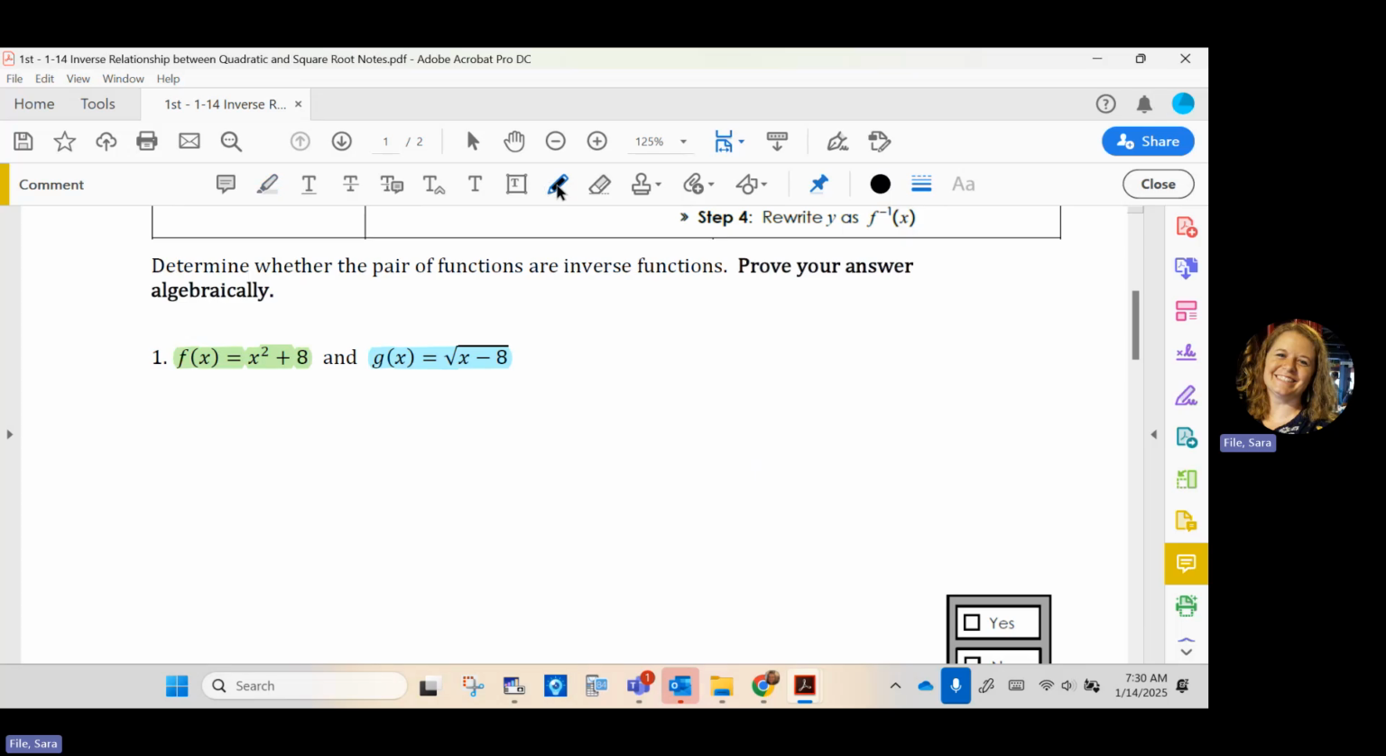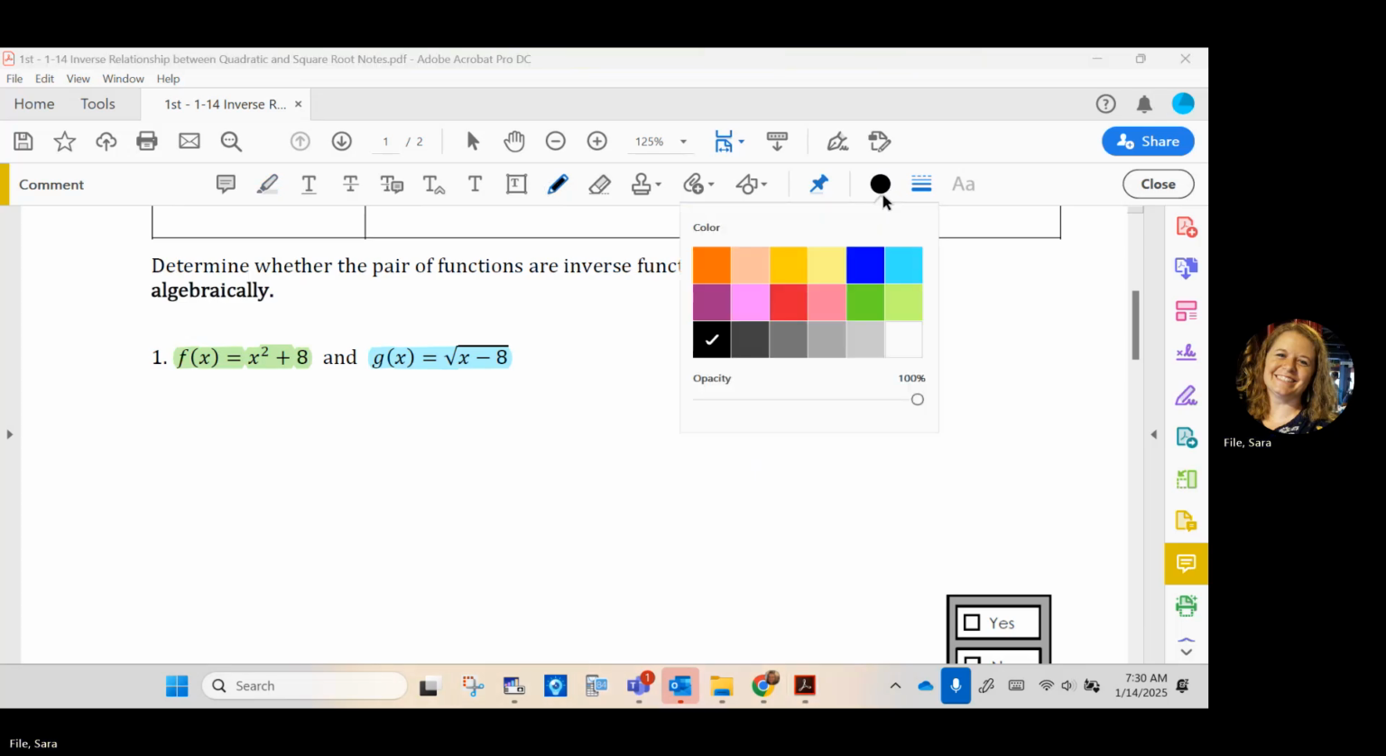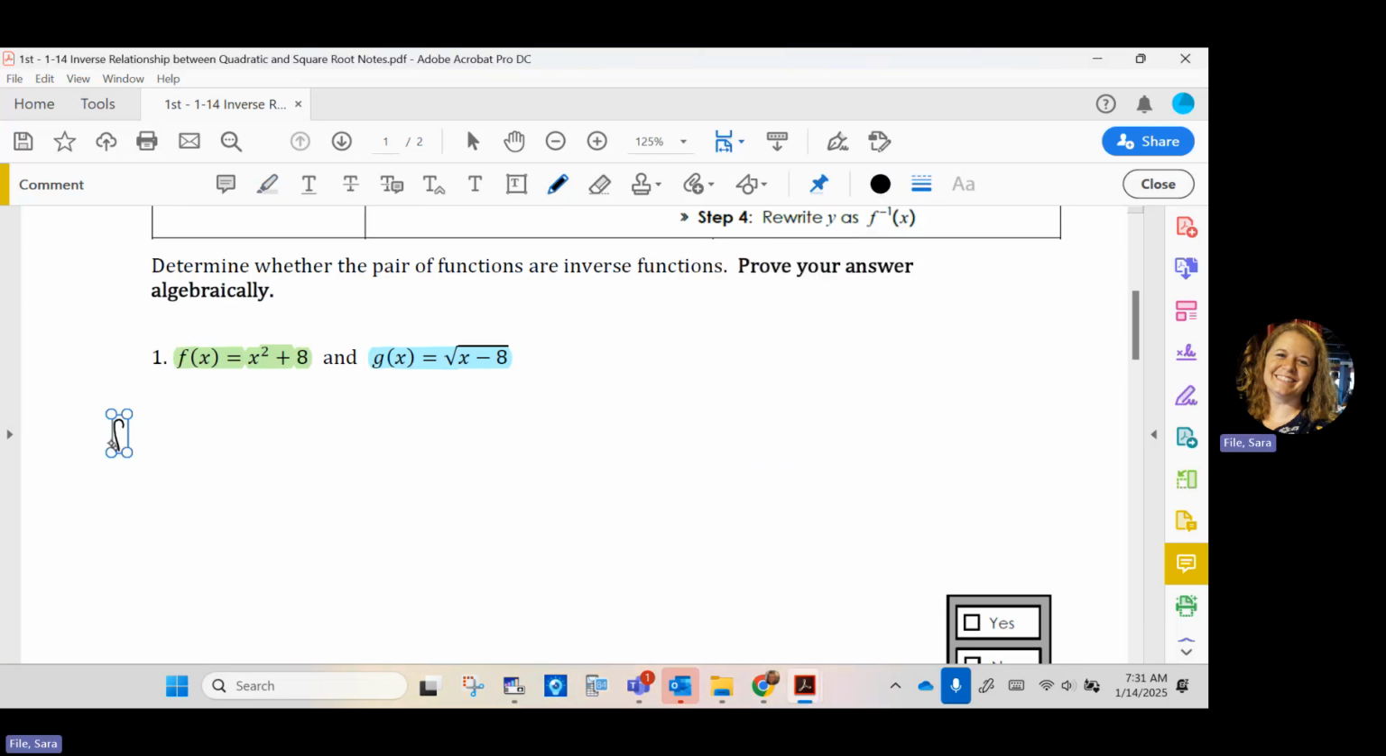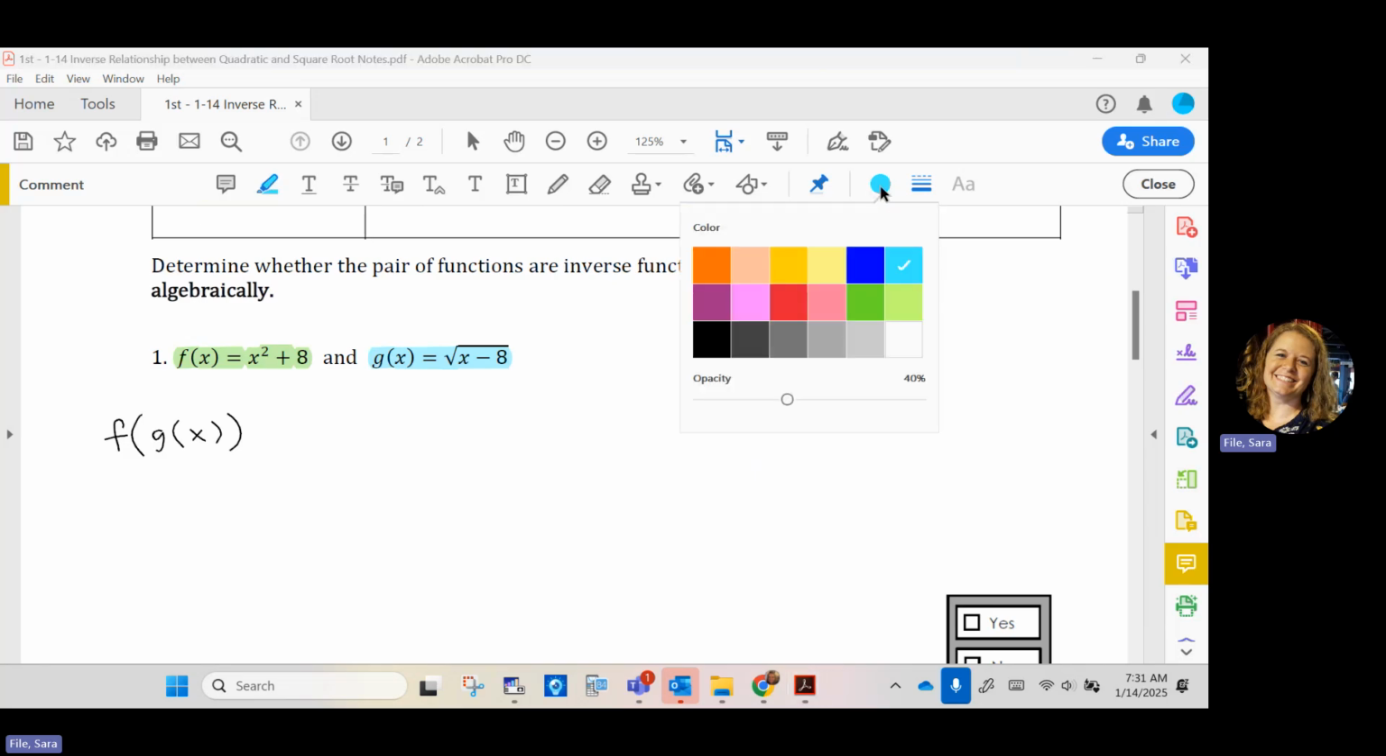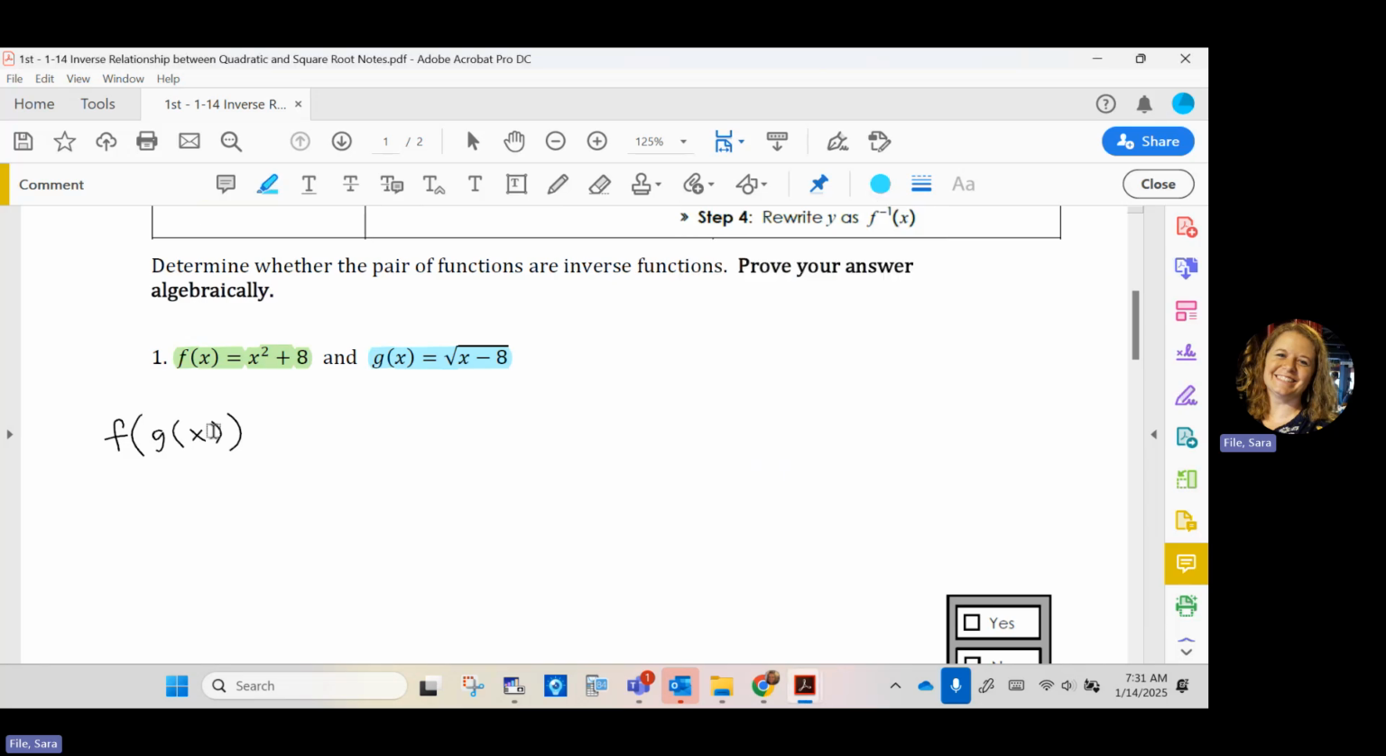So the first thing I'm going to do is have f be the outer function and g of x be the inner function. So what I'm doing here, I'm taking the g of x function, and you can see I'm plugging it in. Why won't it let me highlight?